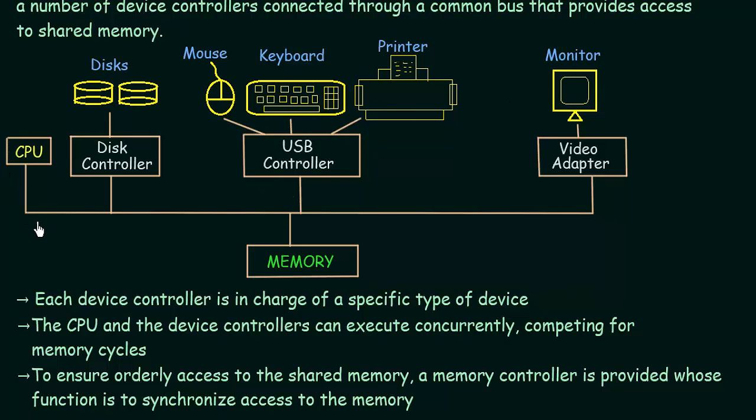They are all connected via a common bus. This line represents the common bus, and that is connected to the memory controller, which takes care of how the memory has to be shared between each and every device so that its working is proper and smooth.